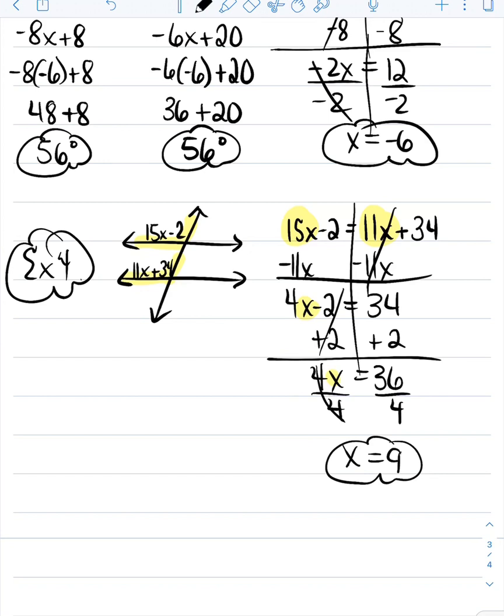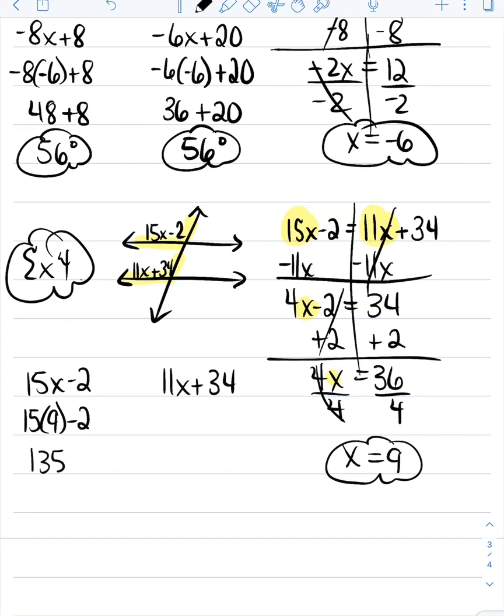And then my last step is to plug those in. So I've got 15x minus 2 and 11x plus 34. So first I have 15 times 9 minus 2. And 15 times 9 is, now I'm using a calculator. You're also welcome to use a calculator for these steps.